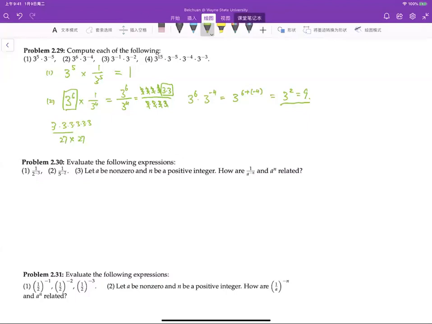And anyone wants to do the number 3 and number 4? Can Andrew do it? Andrew? Yeah. Okay, go ahead.